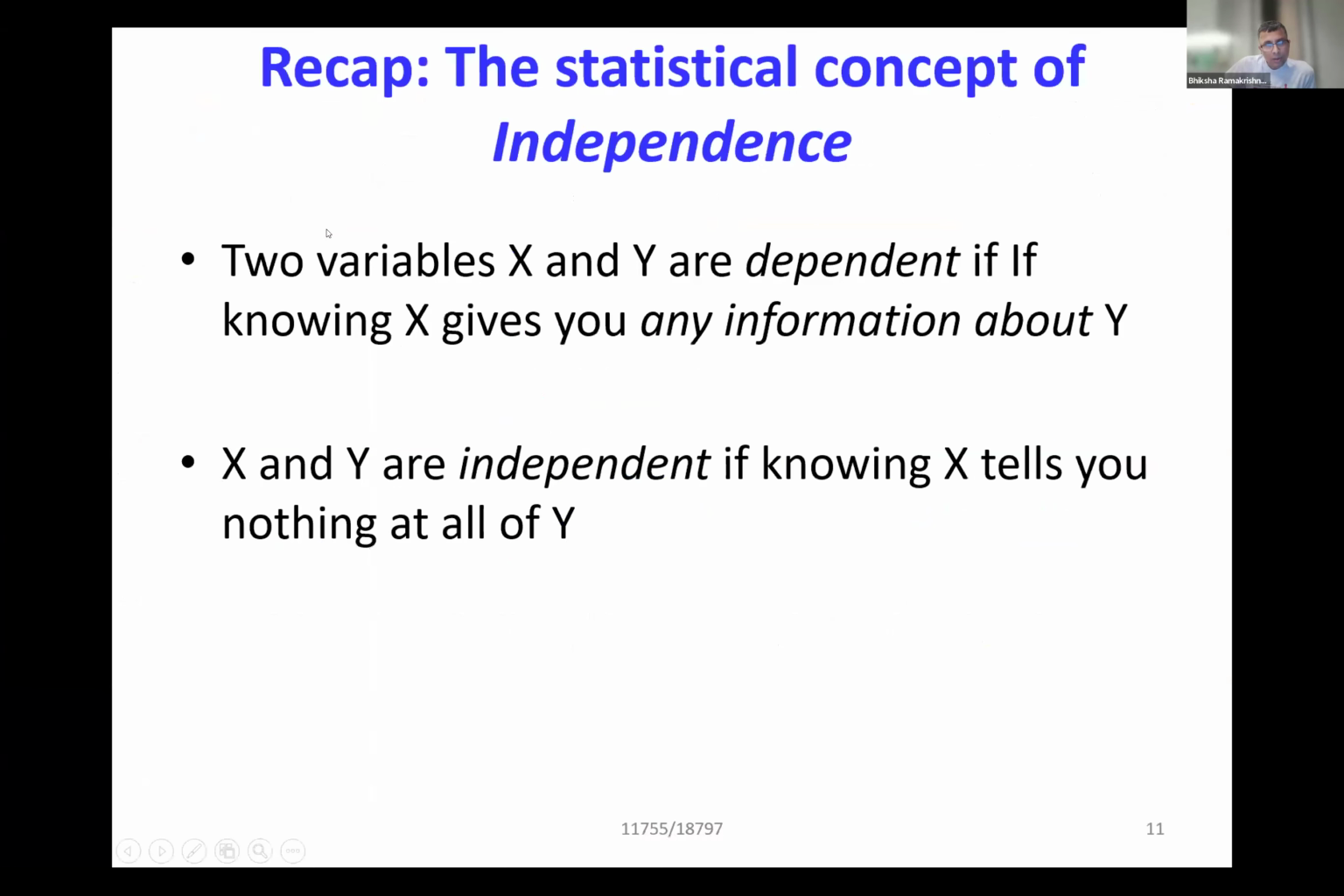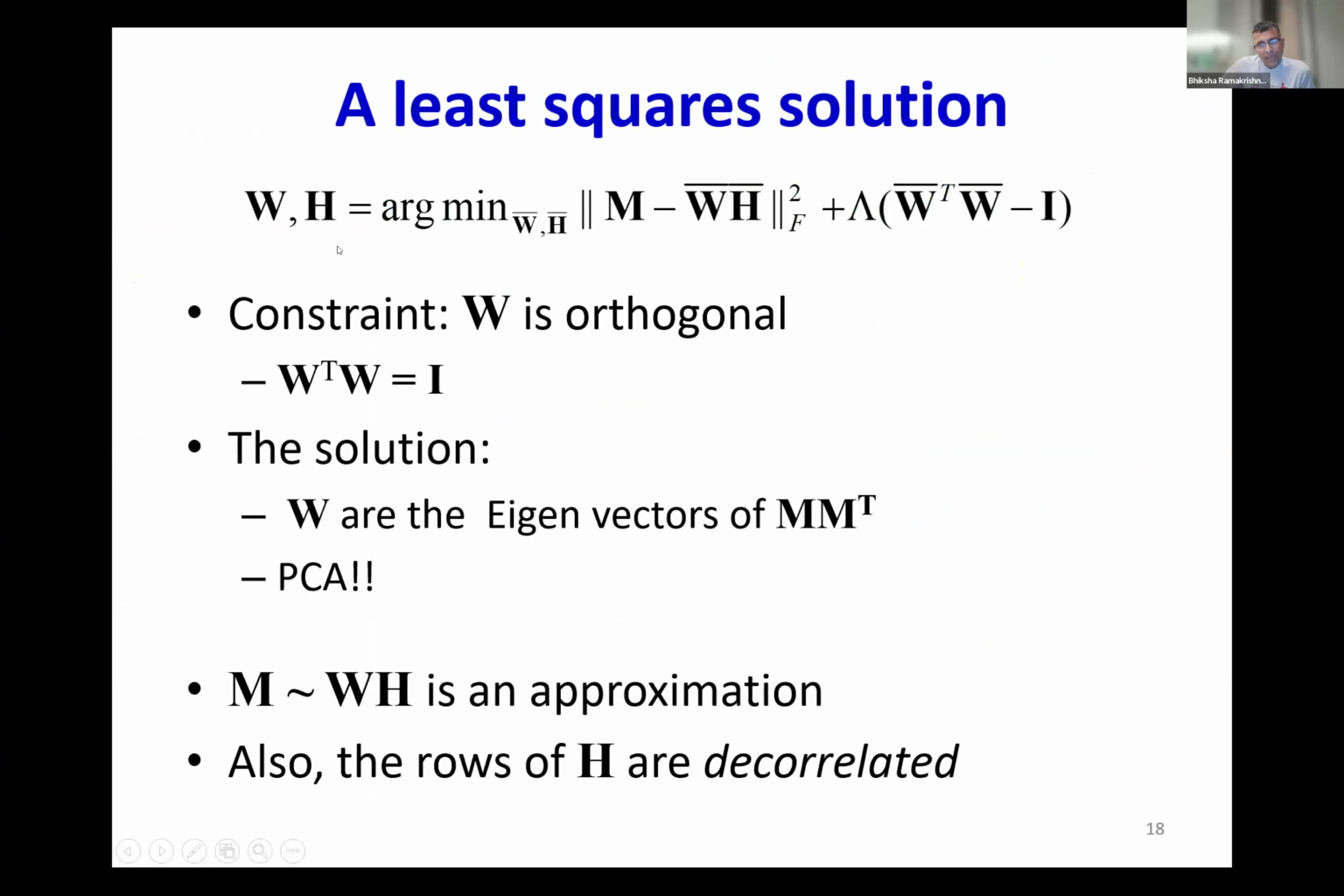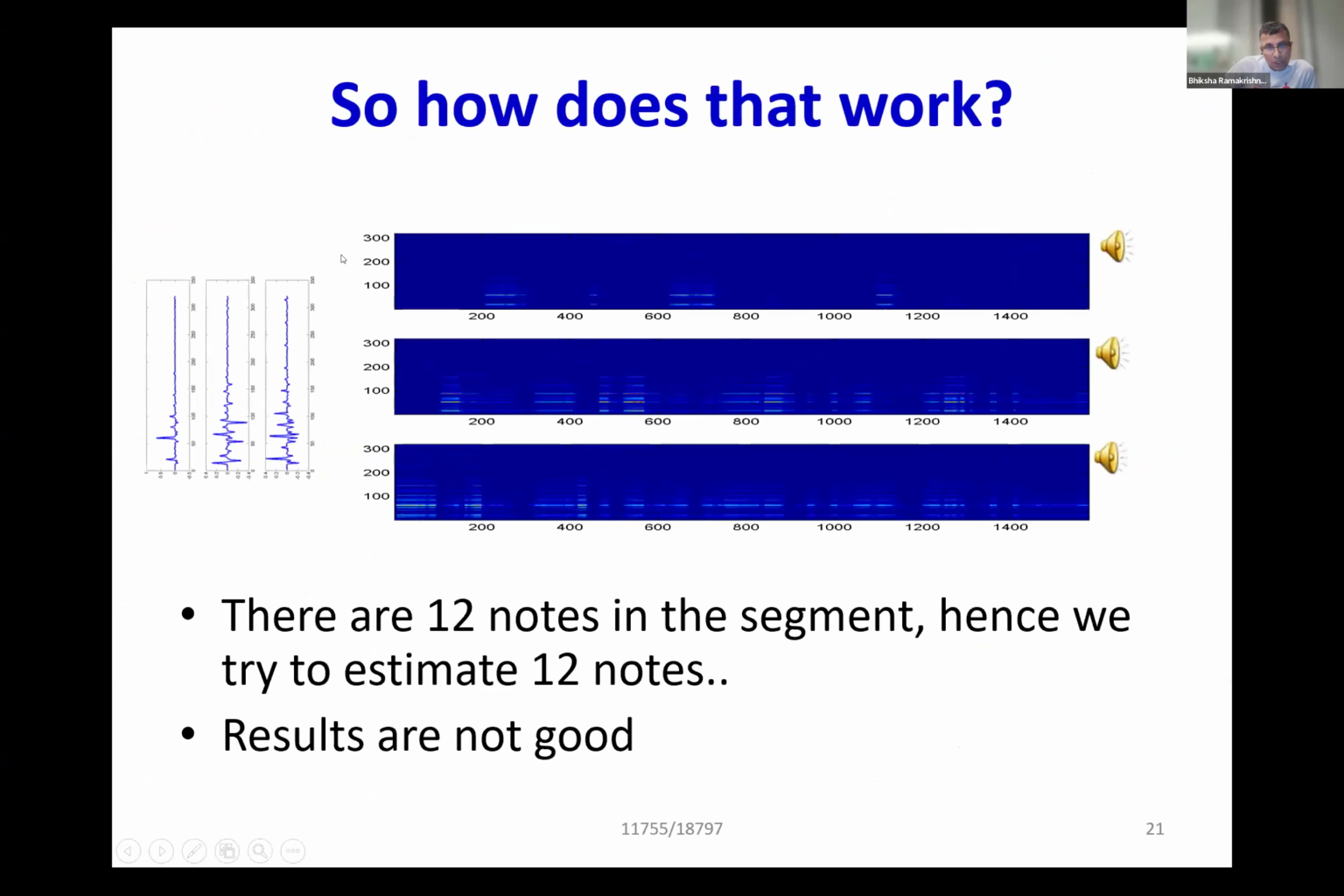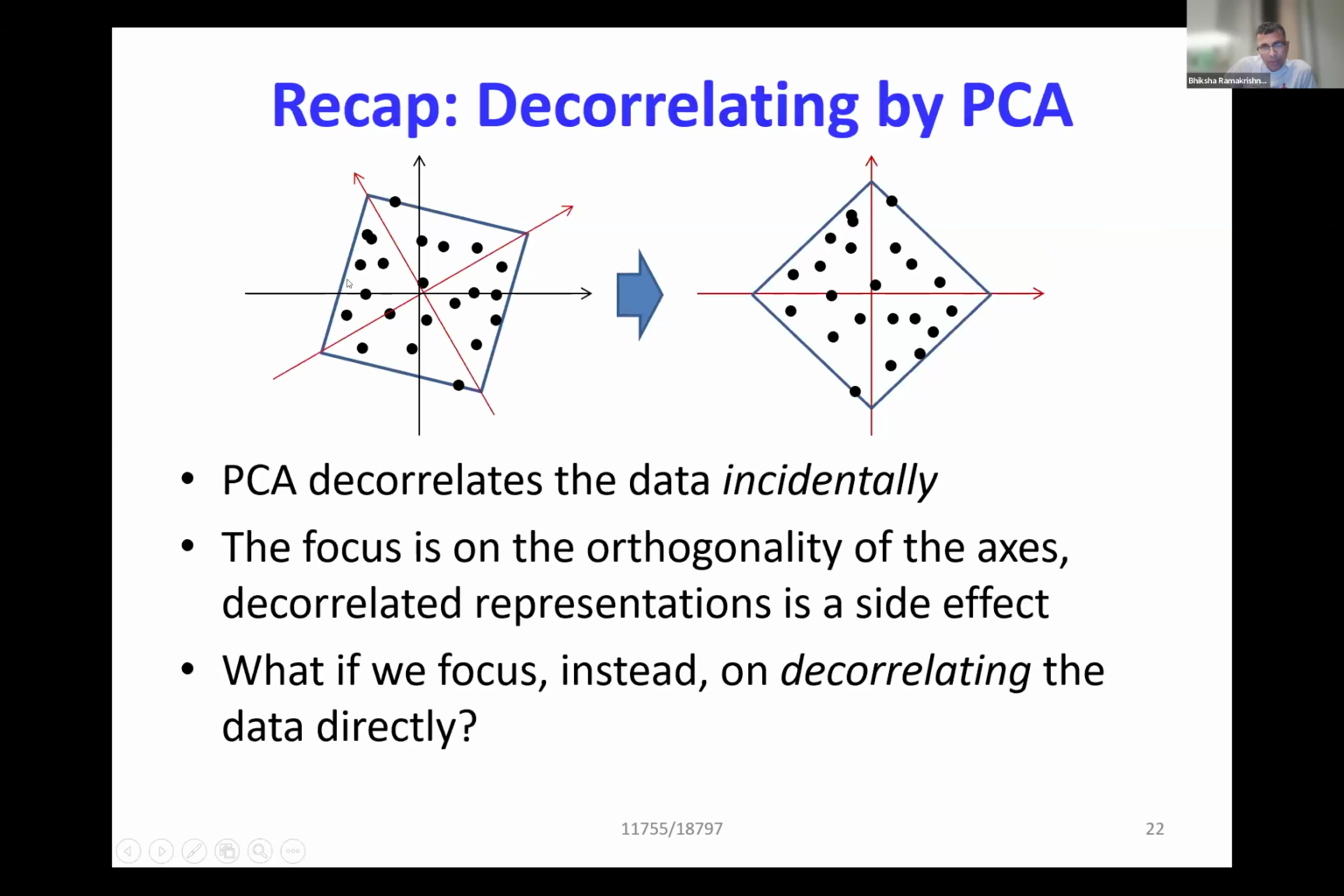So here's where we were, right? We found that the notes were not really working very well. So why was that? The reason is PCA decorrelates the data kind of incidentally. If this is the scatter of the data, then these are the principal axes of the data. When you perform PCA, these principal axes become the new axes. PCA always makes the principal axes of the data the new axes, and decorrelation is a consequence.